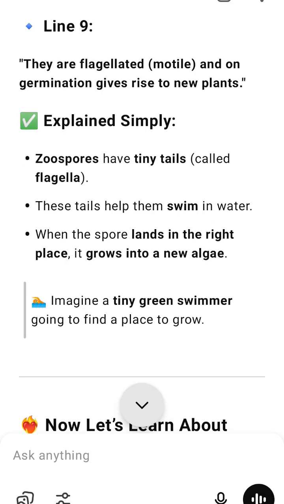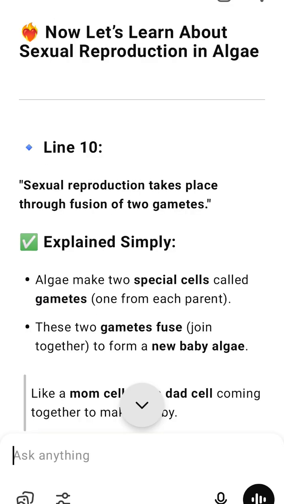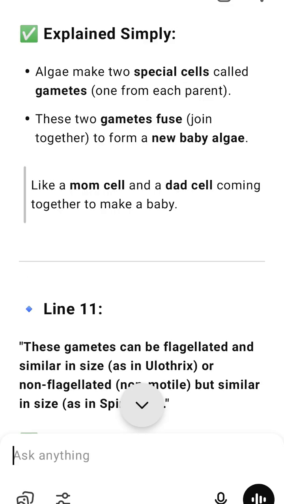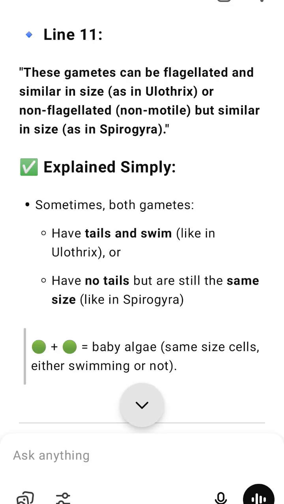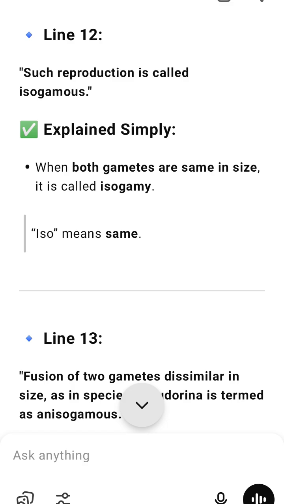B. Asexual reproduction, using spores. Algae produce zoospores, tiny baby algae with tails. These zoospores swim in water using tails, flagella, and grow into new algae when they settle in a good place. C. Sexual reproduction, using gametes. 2 special cells called gametes come together and fuse to form a new algae. There are 3 types of sexual reproduction.